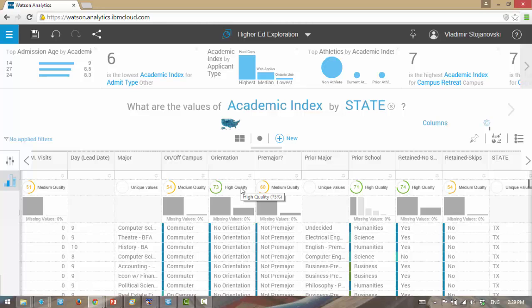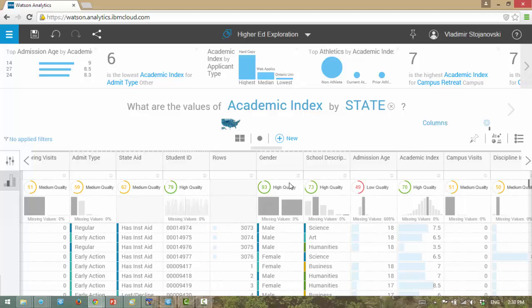Let's take a look at a couple of these to understand what this means. For example, gender has a relatively high quality score of 93. That's due to a couple of reasons. First, there are no missing values. Secondarily, the values of male and female are pretty evenly distributed in the data. So Watson Analytics not only believes that this column is of high quality, but that it is also very relevant to the questions that we ask.